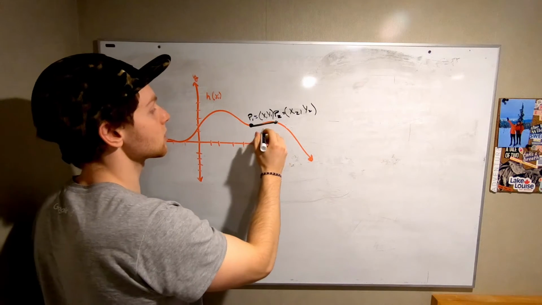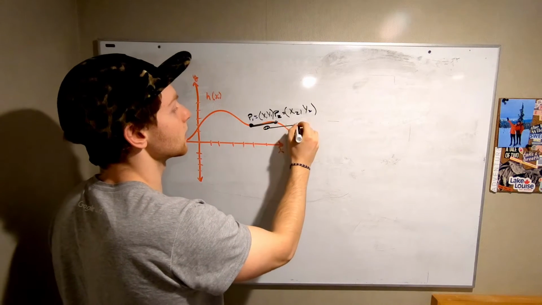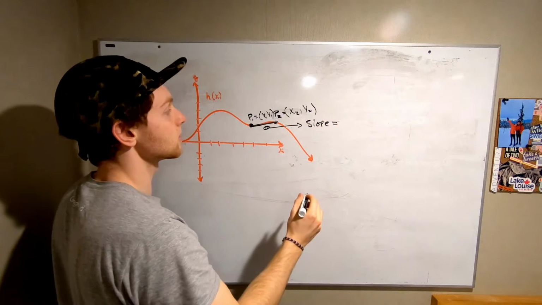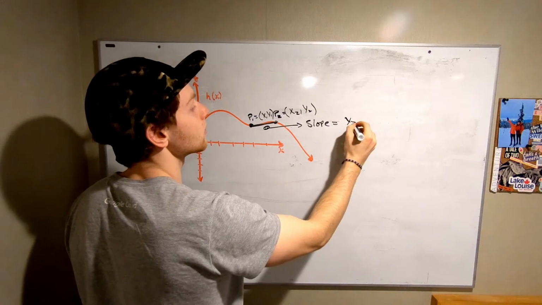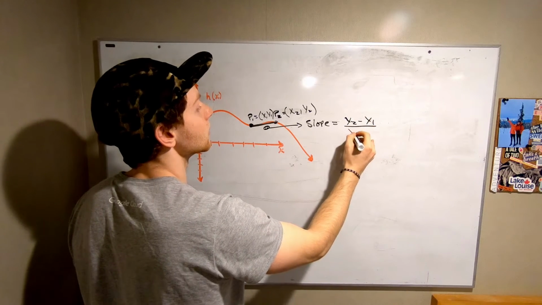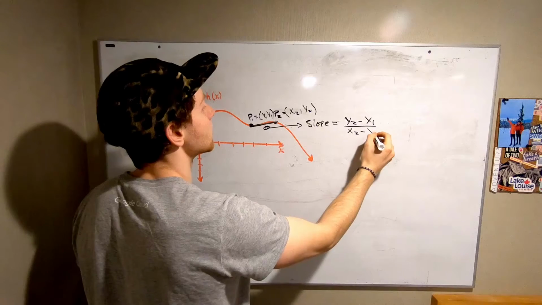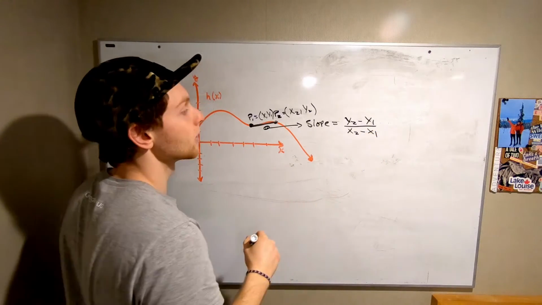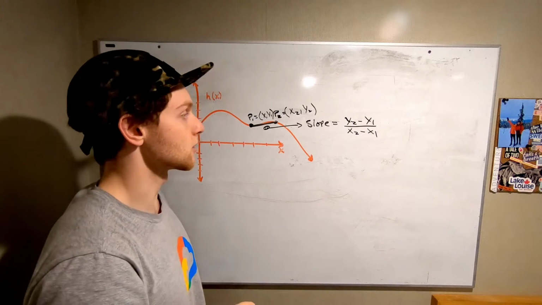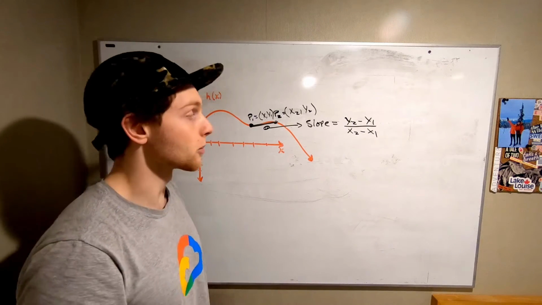And so we know the slope of this line right here would be equal to y2 minus y1 over x2 minus x1, right? And that's rise over run. So that's pretty much just your high school slope equation.